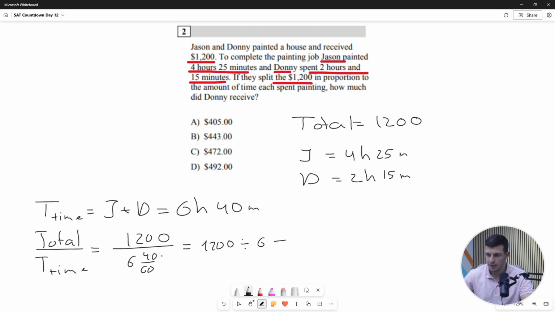1200 divided by 6 and 2/3. I can simplify the 40/60 by dividing by 20, giving 2/3. In fact, I'm going to write it as an improper fraction. So 6 and 2/3 can be written as 20/3. And that's going to be 1200 times 3 divided by 20. I can now cancel out. This is going to give me 60 times 3, so 180.